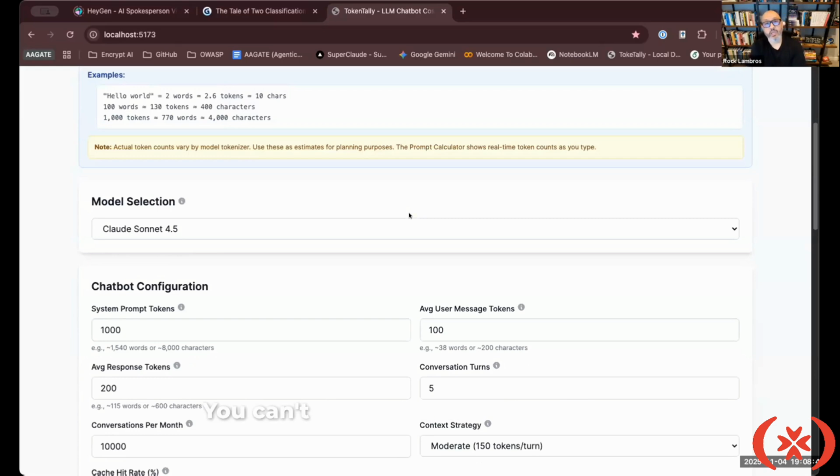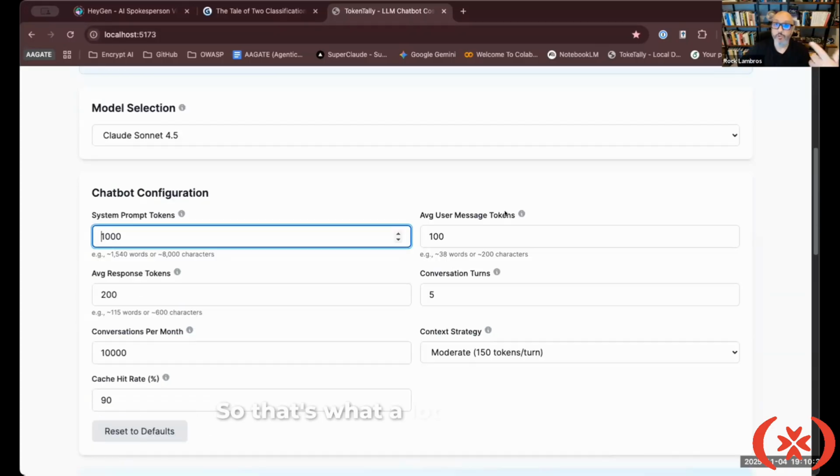You can't estimate the output tokens until you actually generate the output tokens, right? So you're burning the tokens. Now when you're writing code, you can set parameters on the model to max the output tokens, so you have a little bit of control over that. So that's what a lot of people don't realize.